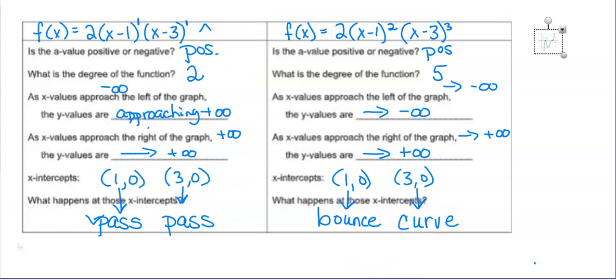So far we've looked at 2 different functions, equations in factored form, and they have the exact same x-intercepts or roots, but they do different things. The behavior is different at the x-intercepts in this one and the x-intercepts in this one. So I want you to just think about that and start to notice maybe the pattern there.